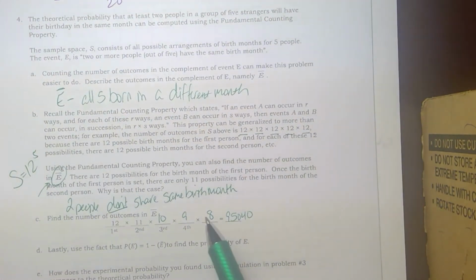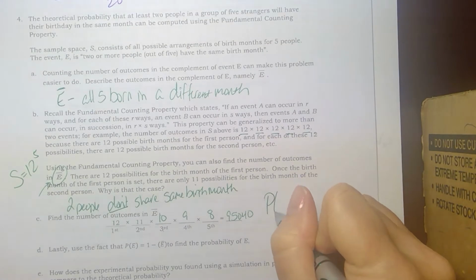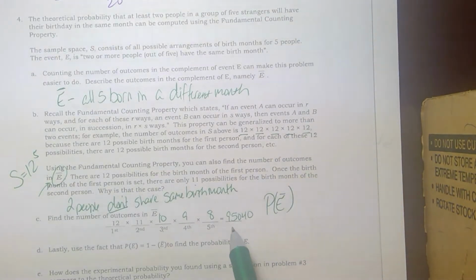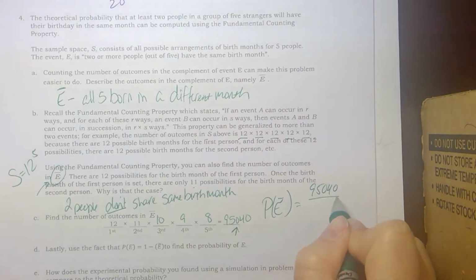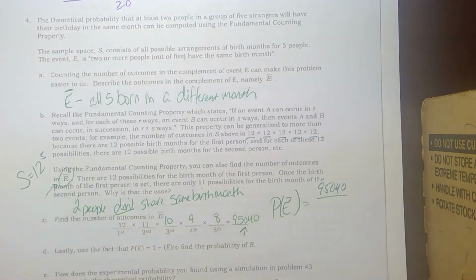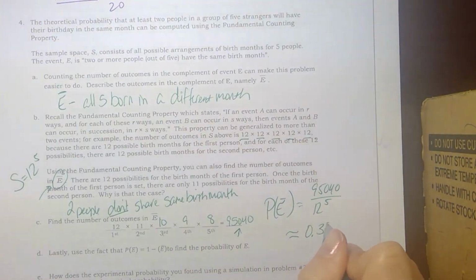So what's the probability of this complement, that nobody shares the same birth month? Well, the probability of this complement is going to be this number of outcomes out of the size of the sample space, this 12 to the 5th power. If I plug that into my calculator, I figure out that the likelihood that everyone is born in a different month comes out to be about 0.38 or 38%.